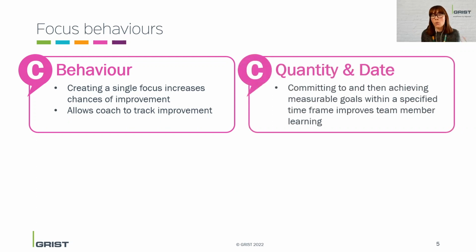Next behaviour we have is quantity and date. So setting boundaries for the goal creates clarity and certainty for both team member and coach. I know a lot of this is really just reiterating what Jess has spoken about. It's just giving you that extra bit of context and a little bit of the intent as to why we're looking at these particular behaviours. So making as many variables as concrete as possible creates a clear set of expectations. Committing to and then achieving measurable goals within specified timeframes will improve team members' focus and learning. And it's all about the repetition and practice that builds the mastery.